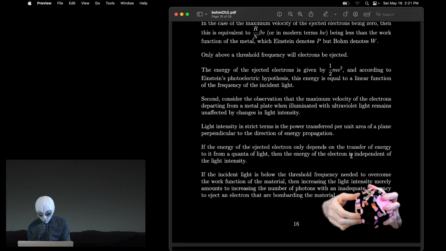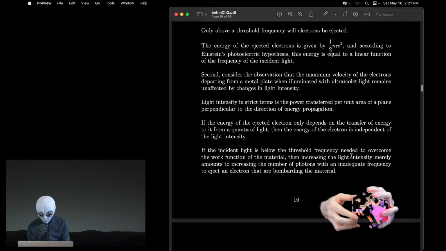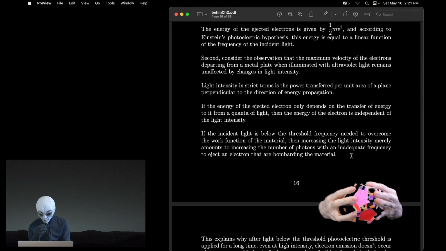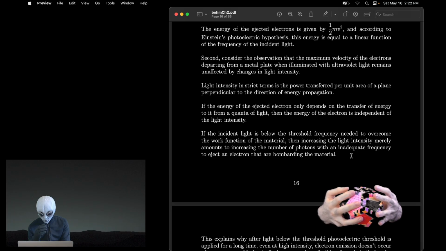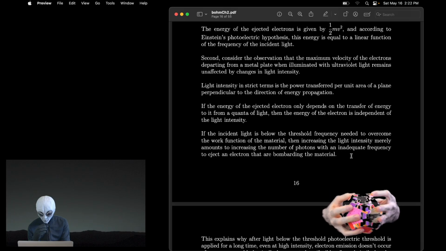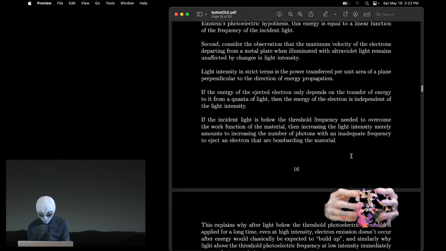The energy of the ejected electrons is given by 1/2 mv squared, and according to Einstein's photoelectric hypothesis, this energy is equal to a linear function of the frequency of the incident light. Second, consider the observation that the maximum velocity of the electrons departing from the metal plate when illuminated with ultraviolet light remains unaffected by changes in light intensity.